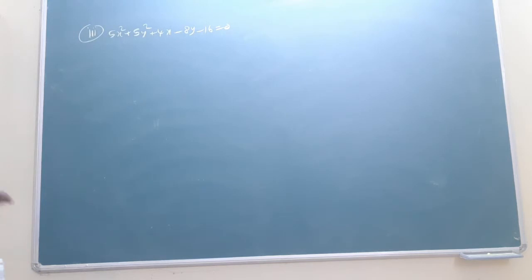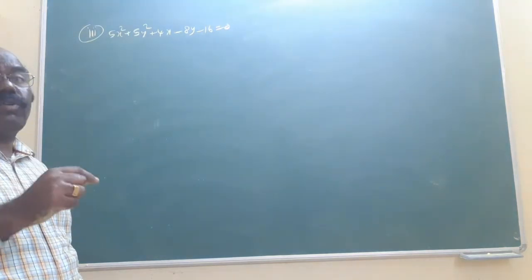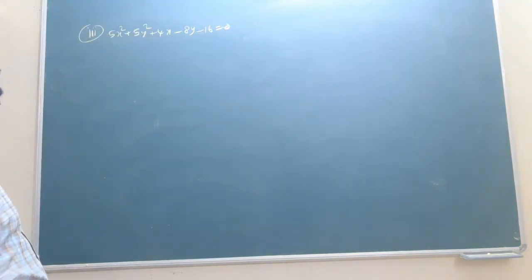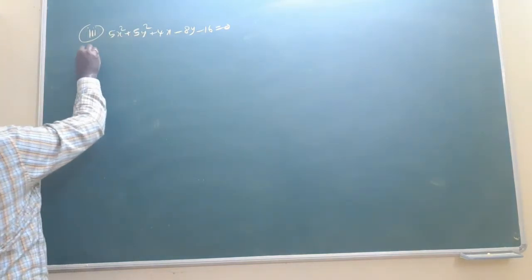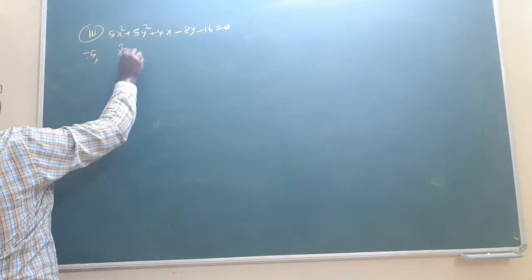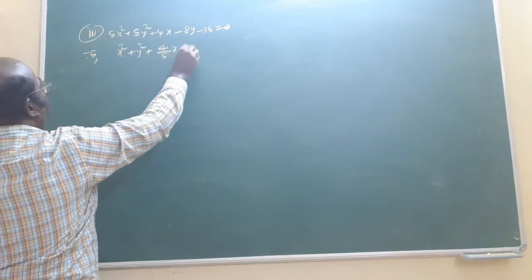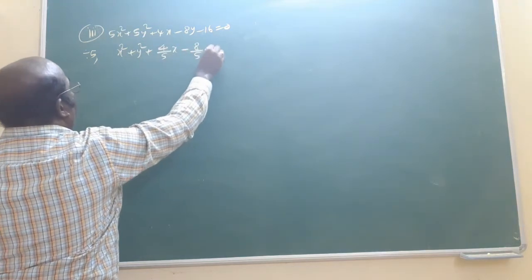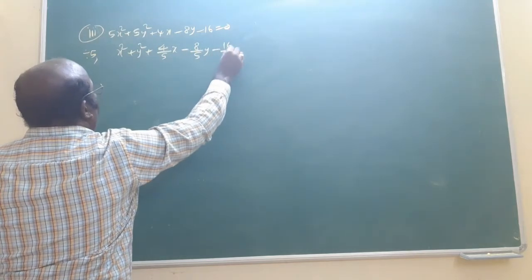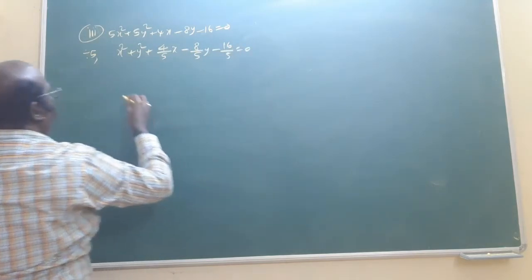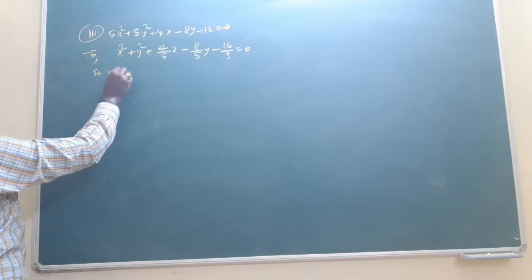Now the standard equation of the circle starts with x square plus y square. Am I right? That's why we don't want 5. Divide by 5. x square, y square, 4 by 5 into x minus 8 by 5 into y minus 16 by 5 equal to 0. Am I right? Now it is of the form of the previous model.